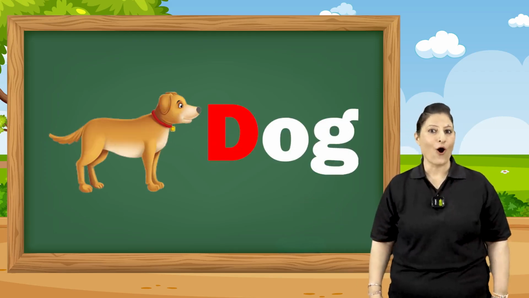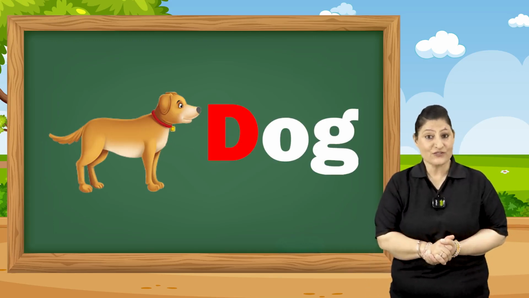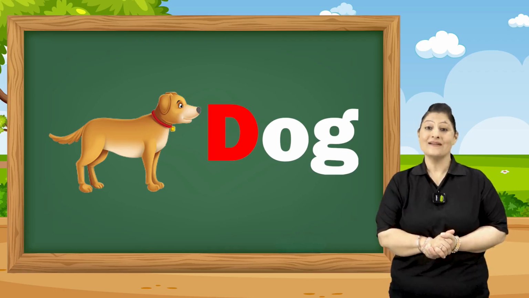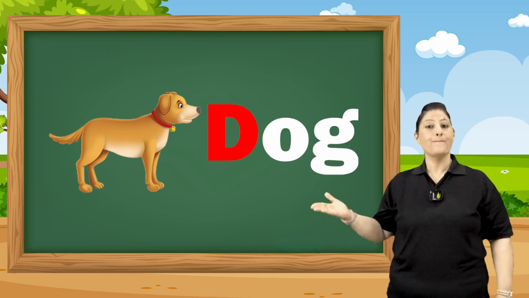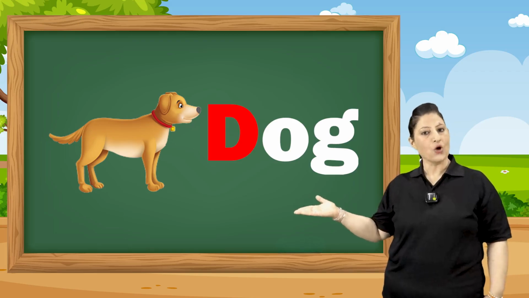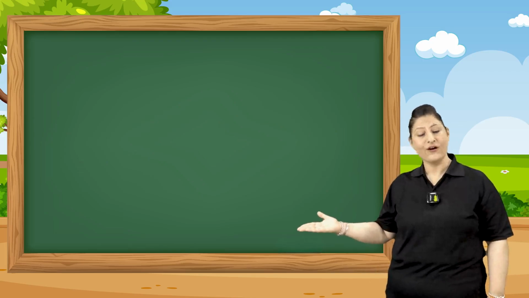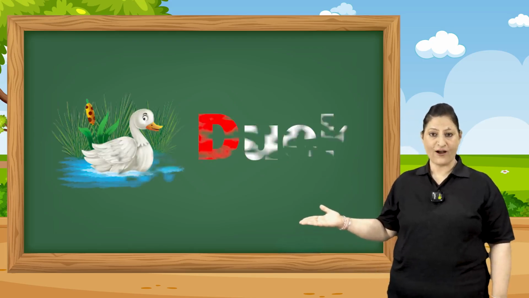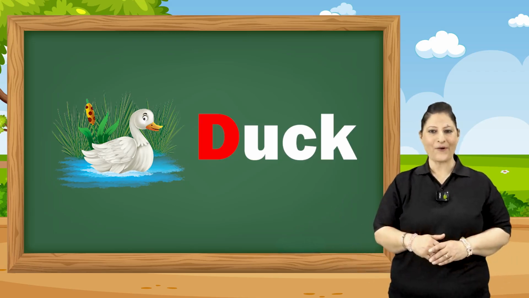D. Dog. And you know, children, how does the dog bark? It says bow wow. Yes. D. Dog.